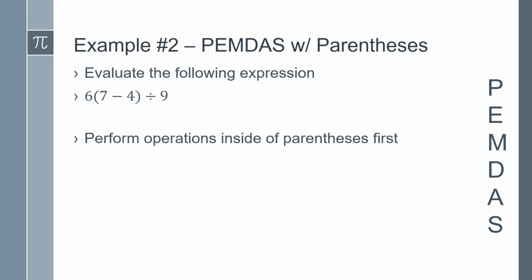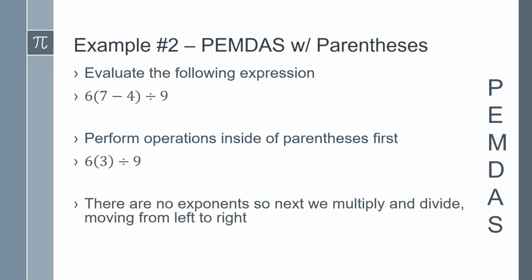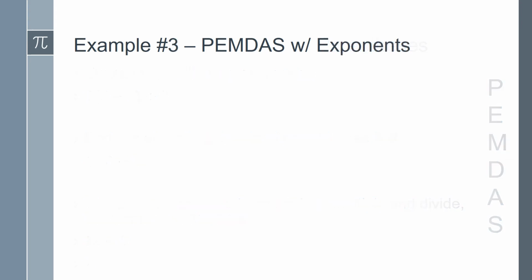7 minus 4 is 3, so we now have 6 times 3 divided by 9. E comes next, but there are no exponents here, so we move on to M and D for multiplication and division. We move from left to right. 6 times 3 is 18, divided by 9 is 2. There is no addition and subtraction, so we're done. Our answer is 2.